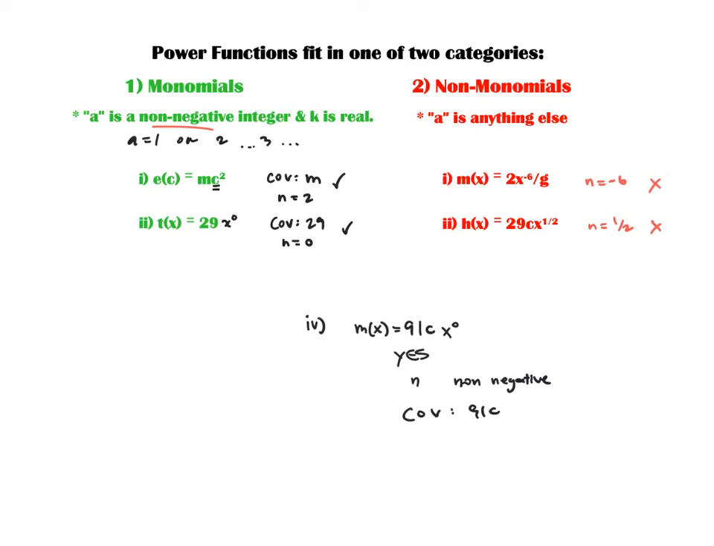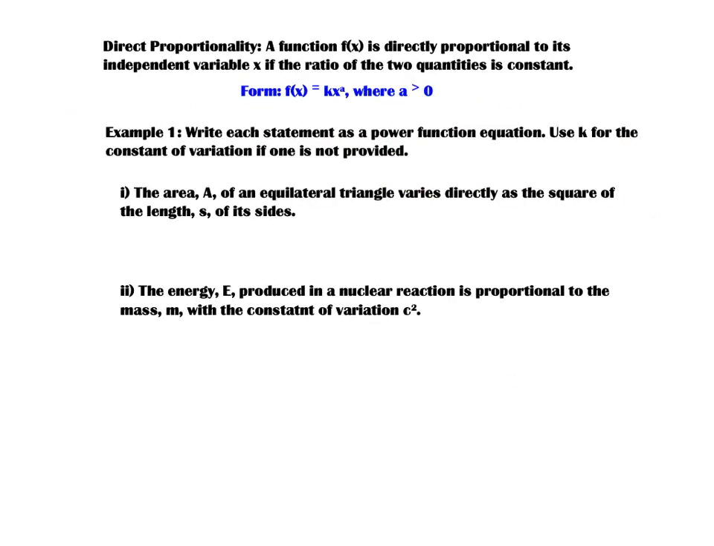Okay, let's go on to direct and inverse proportionality. Okay, so direct proportionality: a function f of x is directly proportional to its independent variable x if the ratio of the two quantities is constant. So let's say that I have f of x equals 9x. Well, if I divide it by x, then the ratio of f of x over x is equal to 9, right? So that's a constant ratio. All right, that's an example of how you would see this constant come up. Okay, so now k in that case would be 9 and a would be 1, right? Because x is to the first power.